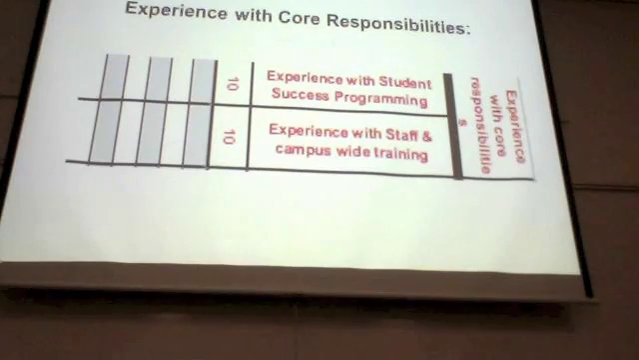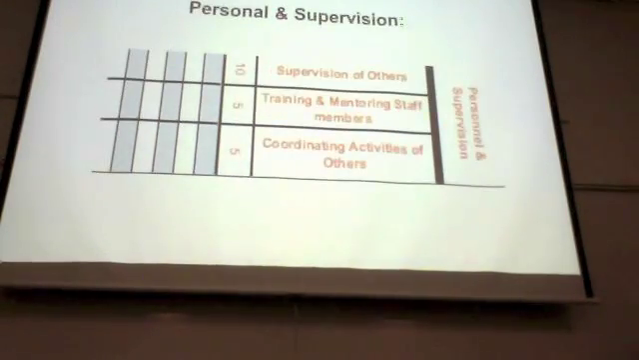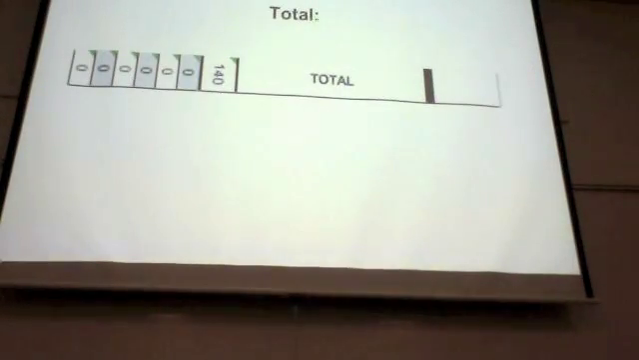The next part of this matrix is experience with core responsibilities. This is where a candidate will receive points for experience with student success programming and experience with staff and campus-wide training. As you can see, our matrix categories directly reflect the qualifications that were listed in the original job posting. The last part of our matrix involves personal and supervision. This part of the matrix will account for the experiences previous candidates have had in leadership activities. The potential employees will receive points for supervising others, training and mentoring staff, and coordinating activities with others.